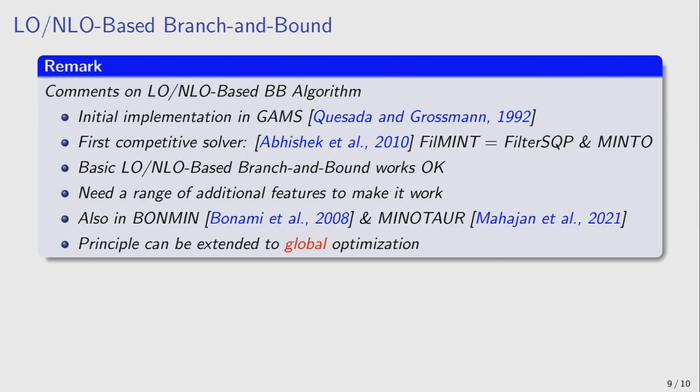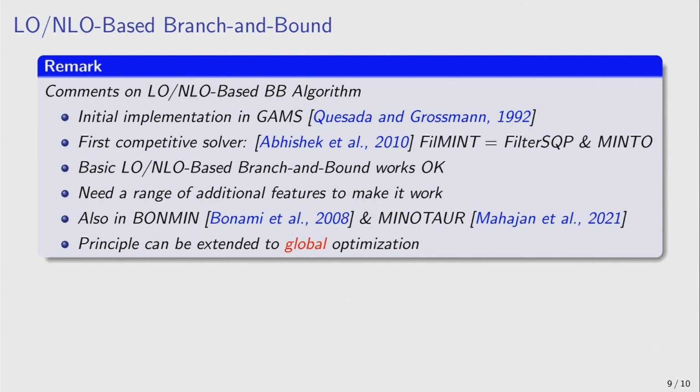So just a couple of comments. The initial implementation, I believe, was done in GAMS. That's an algebraic modeling system, and that shows you how cool these things are, right? You can implement this really complex algorithm in this modeling system. And it worked. So Quesada and Grossmann did that. We did it in an implementation using filter SQP.